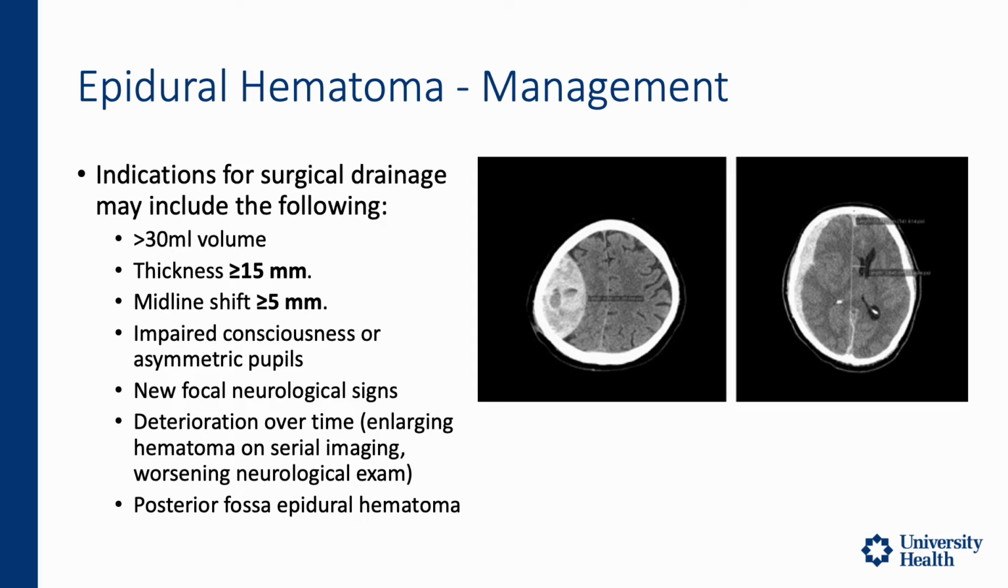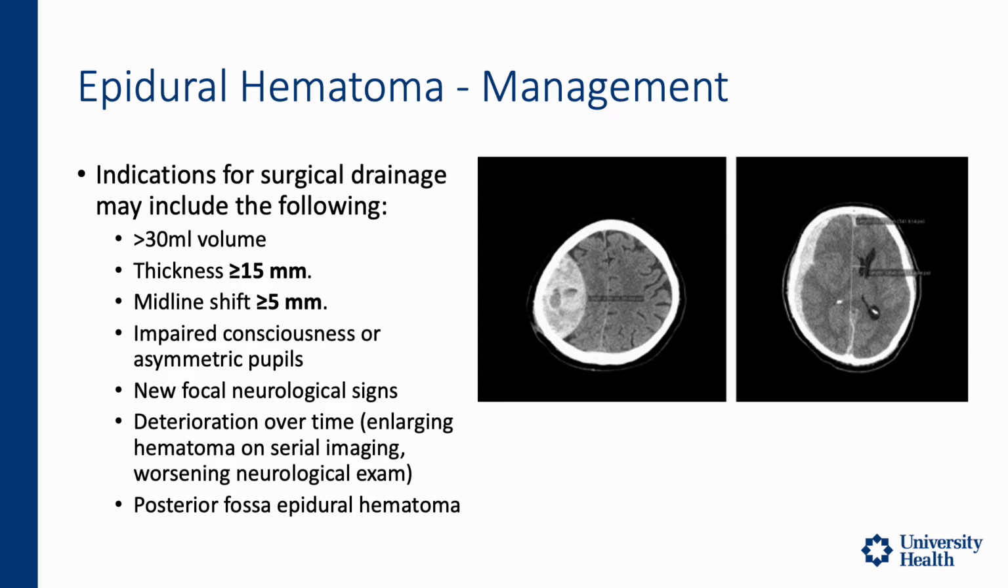So what is the management for these patients? Usually treatment for this is going to be surgical drainage. As you can see in this image here, you can see a pretty large epidural hematoma on your left side, and you have your subdural hematoma on the right side. So once again, lens-shaped versus on your right side, your subdural hematoma is going to be crescent-shaped.